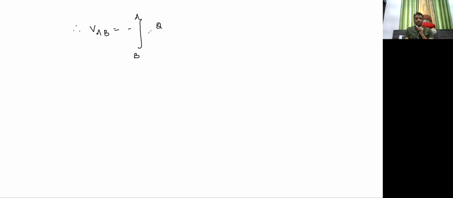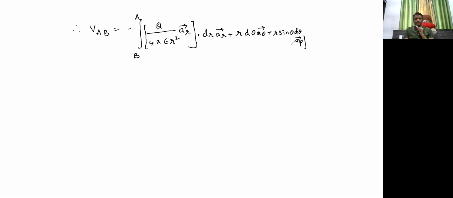And E will be Q by 4 pi epsilon R square A R vector. Put this in a bracket. Dot product with dr AR vector plus R d theta A theta bar plus R sin theta d theta A phi bar, right? So let us close this, right?